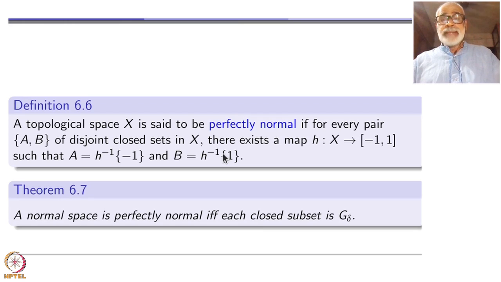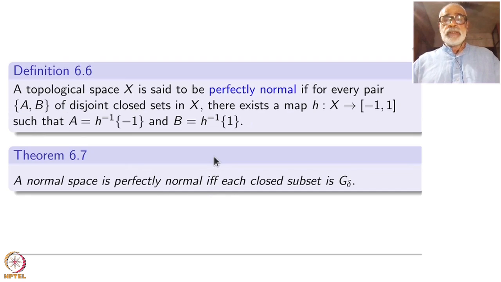The precise inverse image is a stronger thing. Even in a normal space, you will have A going to -1 and B going to 1, that is possible. But more points may go to -1 and more points may go to +1. That is where perfect normality comes in. A is the precise set of points where h takes the value -1. Similarly, B is the precise set of points where h takes the value +1.